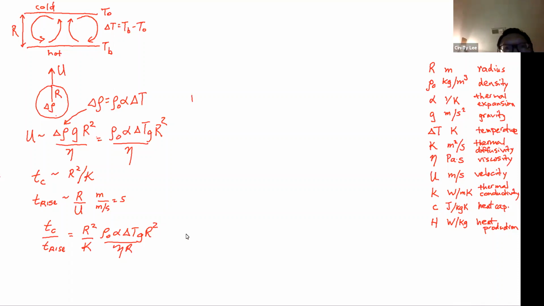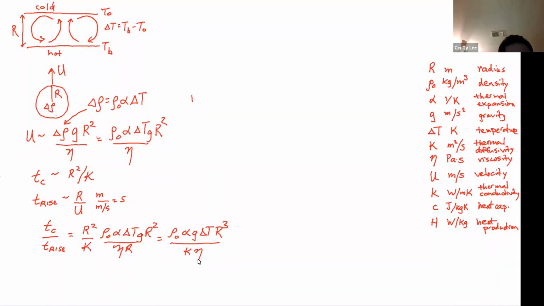Nice combined terms, and what I'll get you here is rho alpha g delta T r cubed divided by kappa eta. Okay.